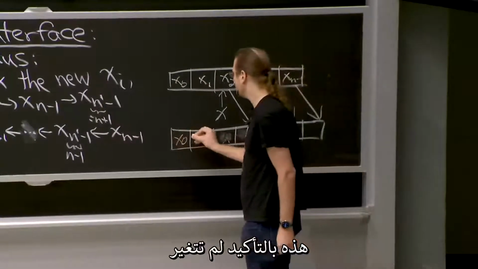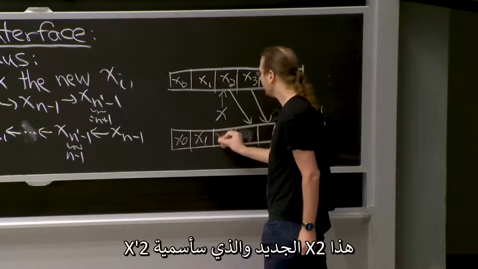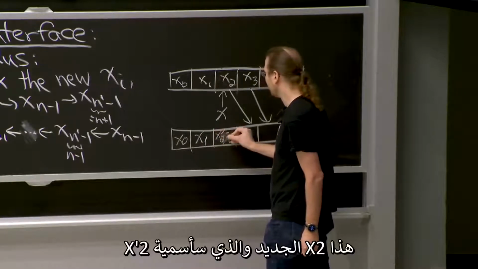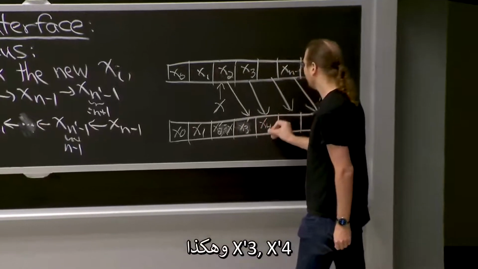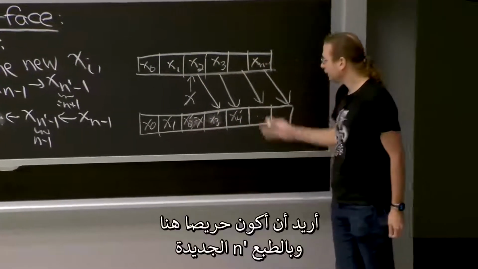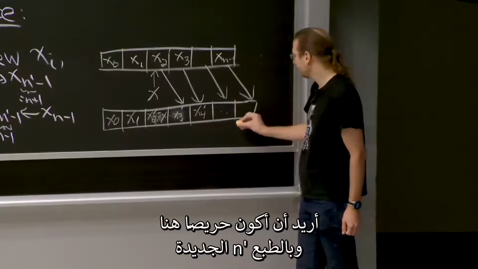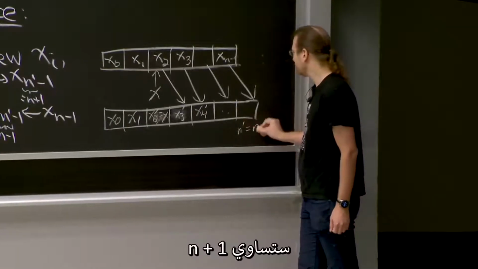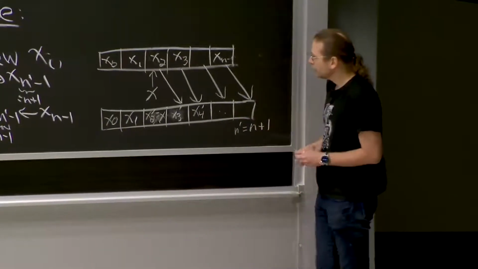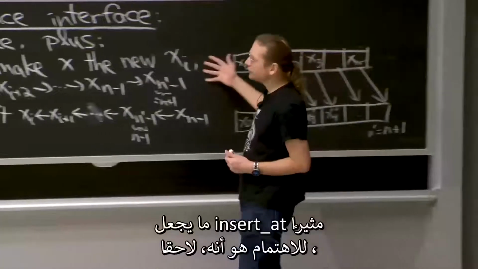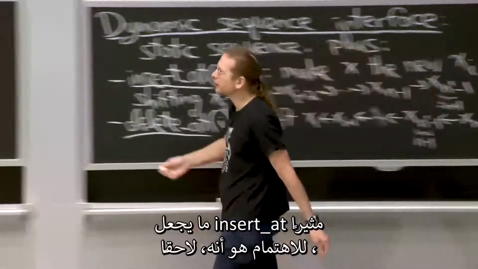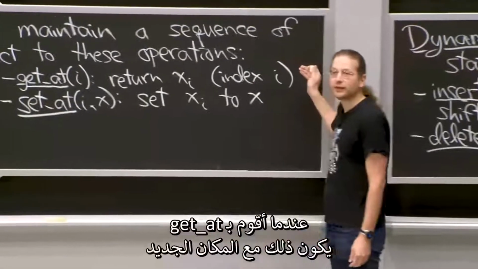These ones are definitely unchanged. Our new x2, which I'll call x2 prime, is x. And this is x3 prime, x4 prime, and so on. I want to be careful here. And of course, the new n prime is n plus 1. I want to be careful about the labeling, because what makes insert at interesting is that later when I call get at, it's with the new indexing.